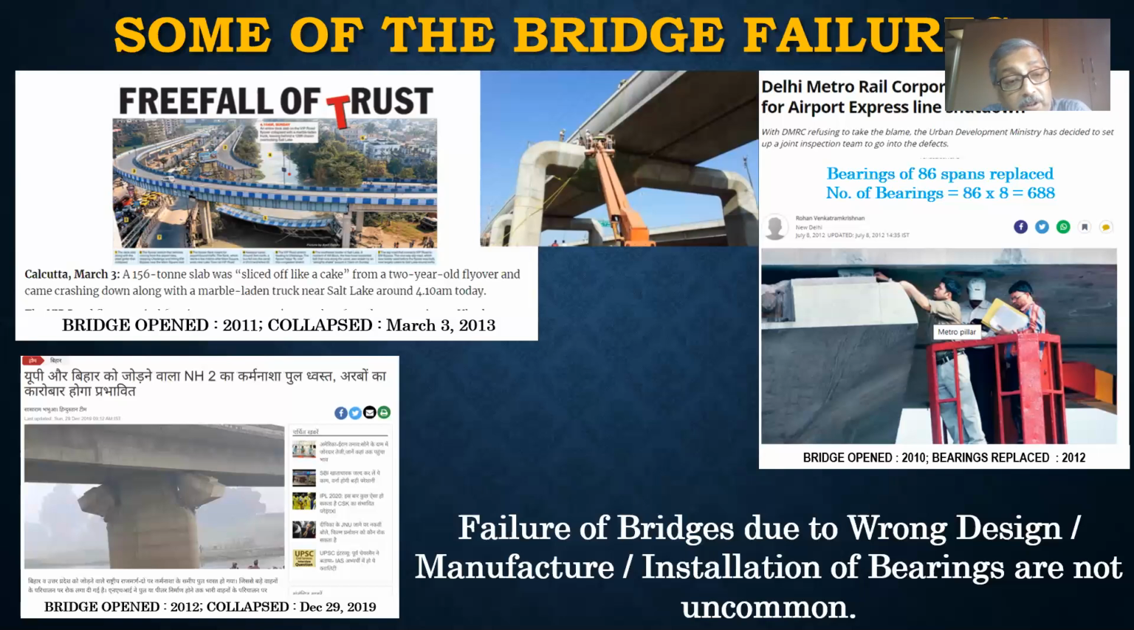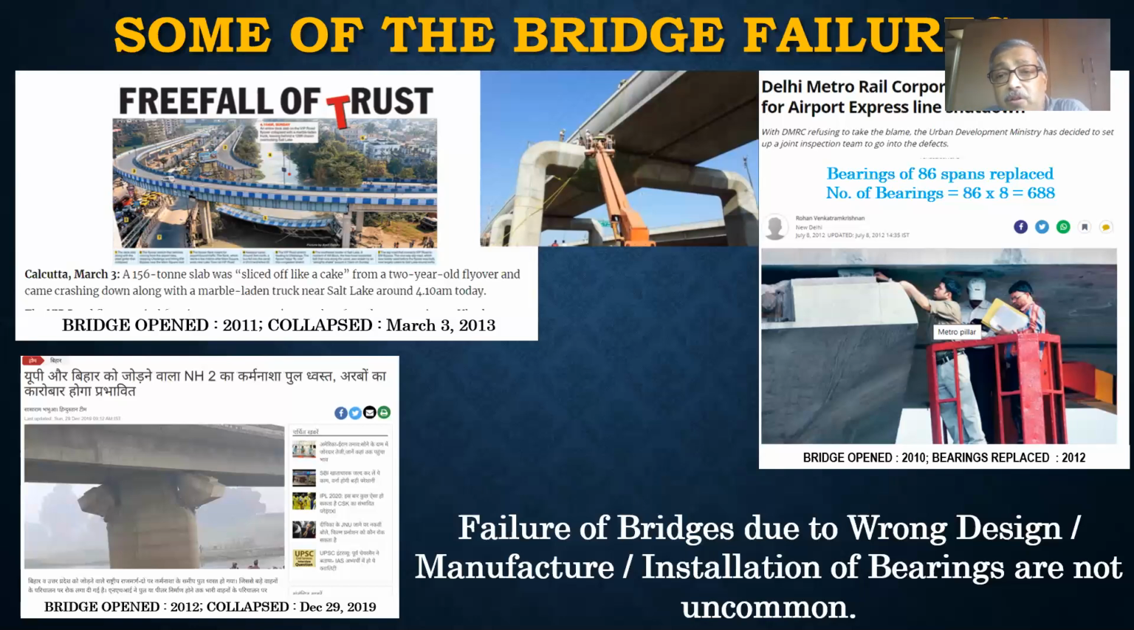This is a very interesting case where, because of the curvature, one of the bearings on the inner side was a tension bearing, which is called a knuckle bearing. But during installation, by mistake, the contractor installed it the other way around, which means the knuckle bearing was installed on the outer side rather than on the inner side of the curve, the result of which was the toppling of that particular span with hardly any load on top of it.